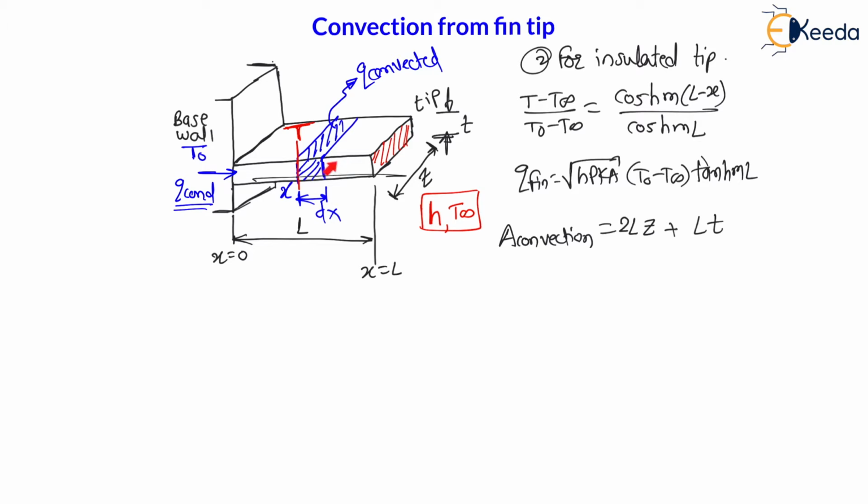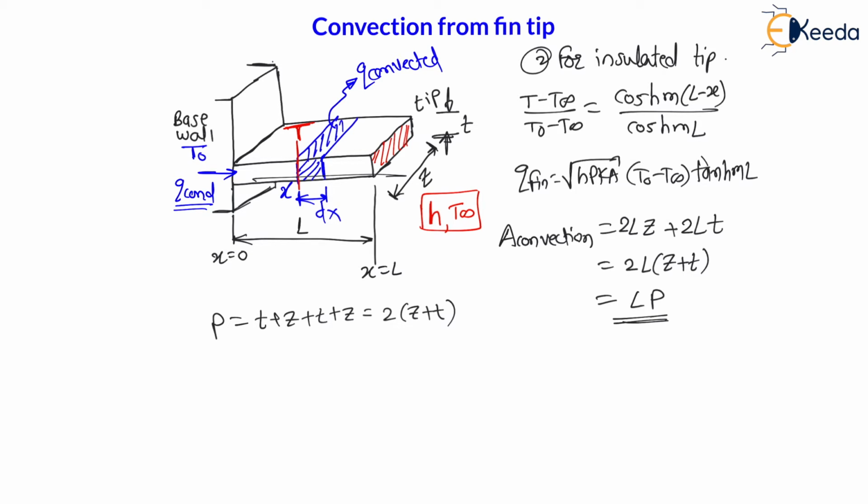And my dear students, this side area will also be on the back side. Therefore, there will be 2 areas, 2L into t, which is nothing but equal to 2L(Z plus t), which is equal to L into (2Z plus 2t). That is the perimeter. What is the perimeter? Here the perimeter will be equal to t plus Z plus t plus Z, which is nothing but 2(Z plus t), the perimeter of this fin. Therefore, here it is L into P.